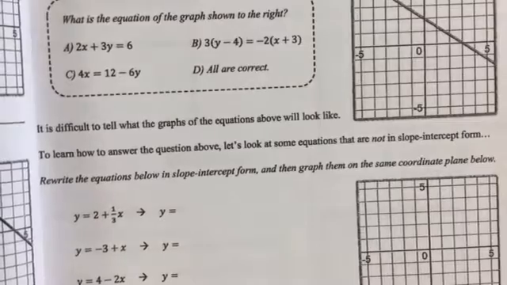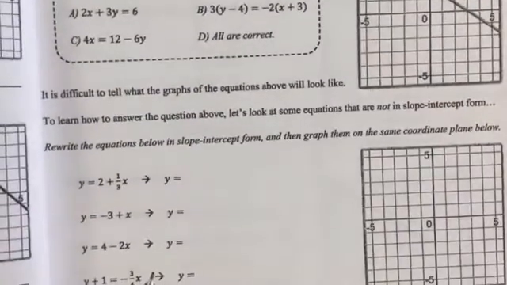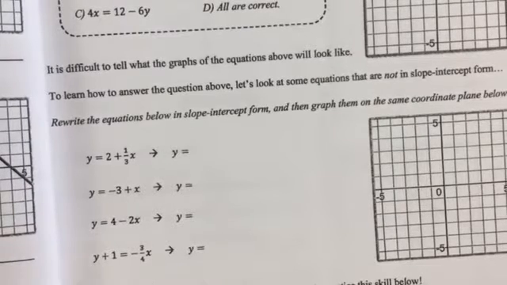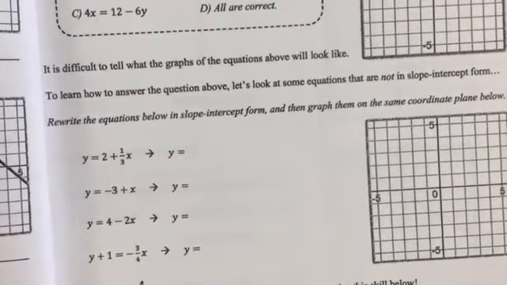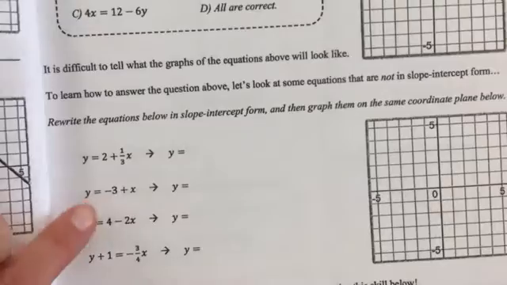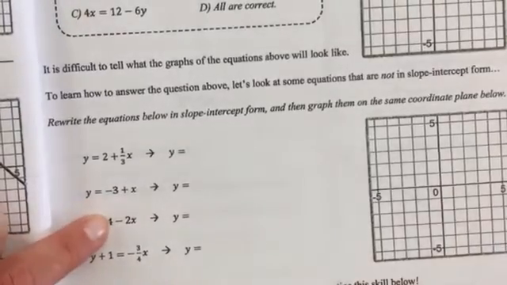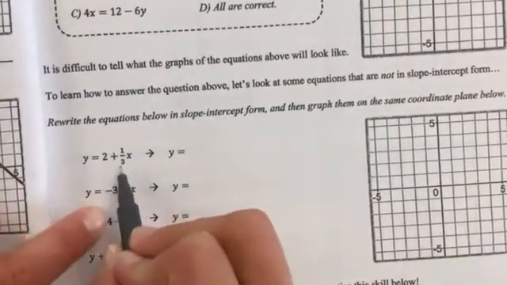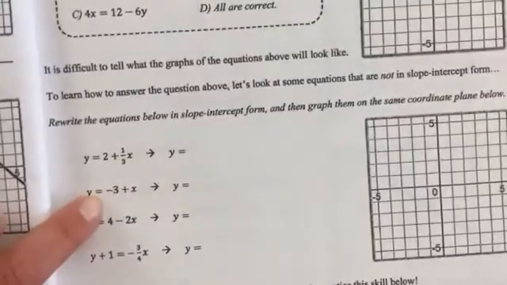To learn how to answer this question, we are going to look at some equations that are not in slope-intercept form. And we are going to rewrite the equations below in slope-intercept form and then graph them on the same coordinate plane. So sometimes things are just not in the same order.